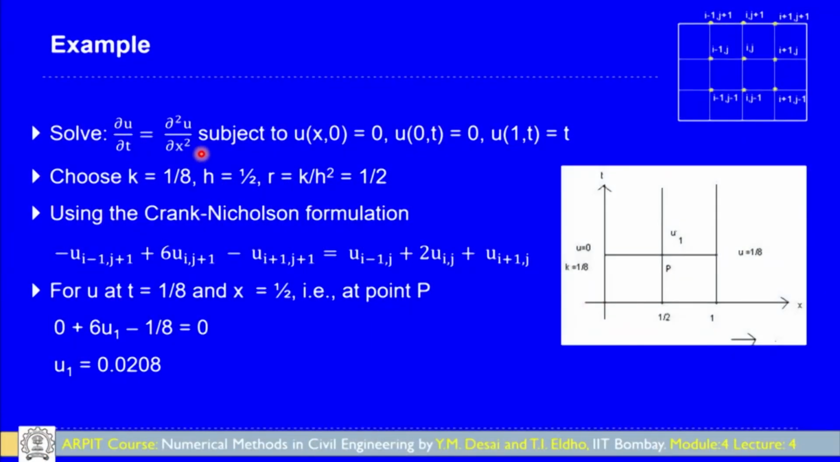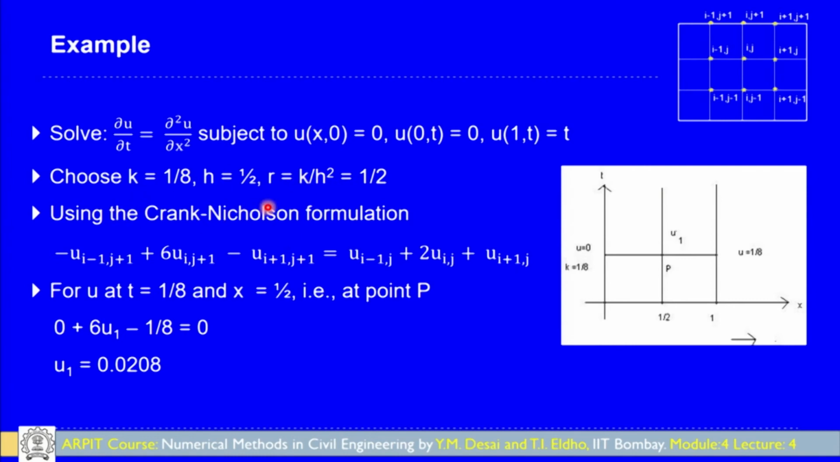Now before closing this lecture, we will see one example. Solve del u by del t is equal to del square u by del x square subject to u(x, 0) equal to 0, u(0, t) equal to 0, u(1, t) equal to t. This is the domain. Here the values at x equals 0 and at t equals 0 are all 0, and at the other boundary the value is known. Choose k equal to 1 by 8 and h equal to 1 by 2. We get r equal to k by h square equal to 1 by 2.